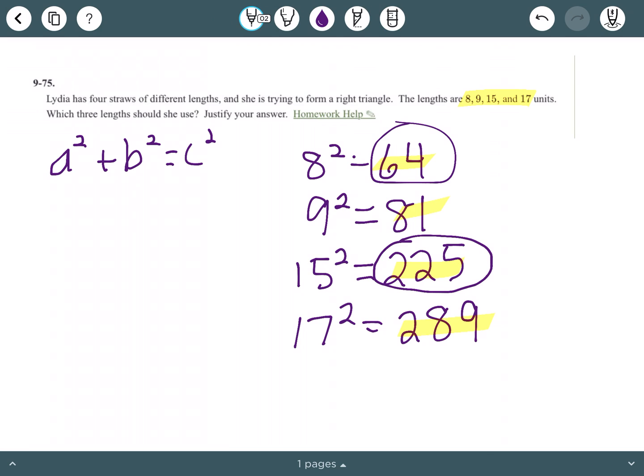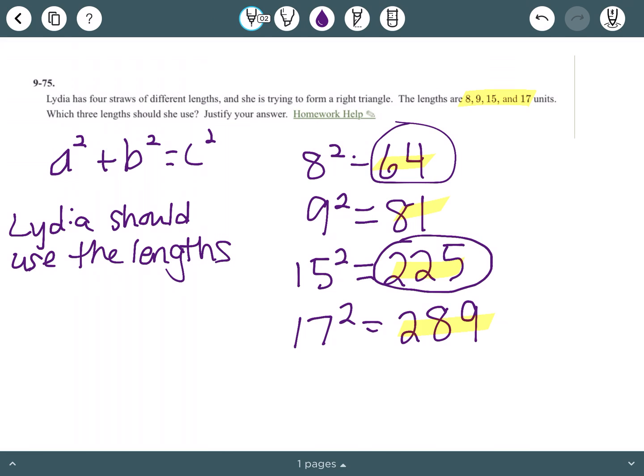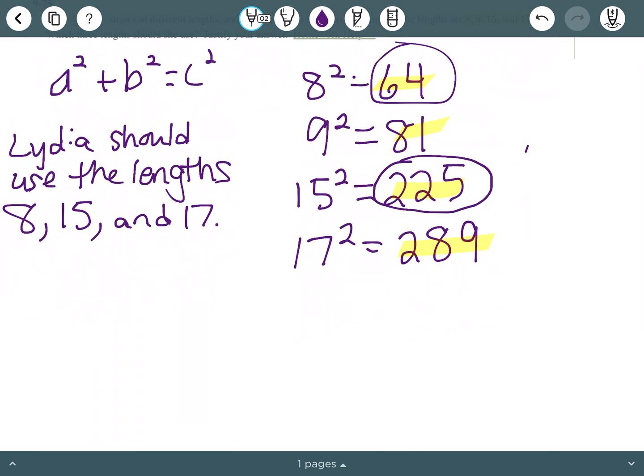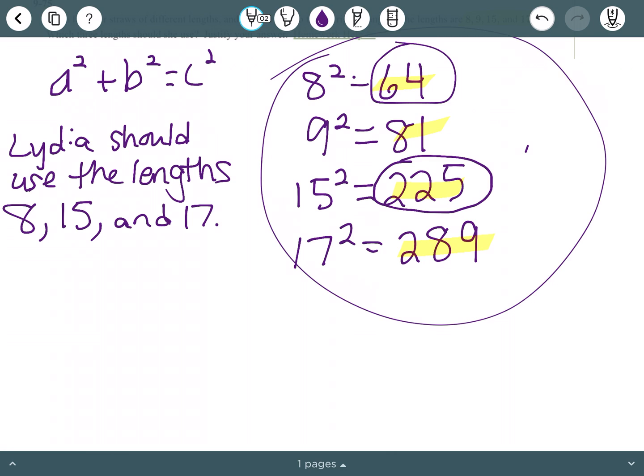So in this case, Lydia should use the lengths 8, 15, and 17. And we kind of did justify it over here when we went through this.